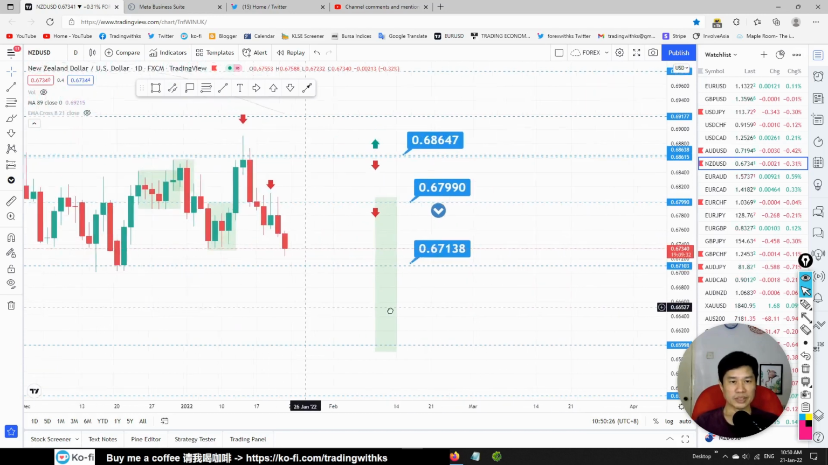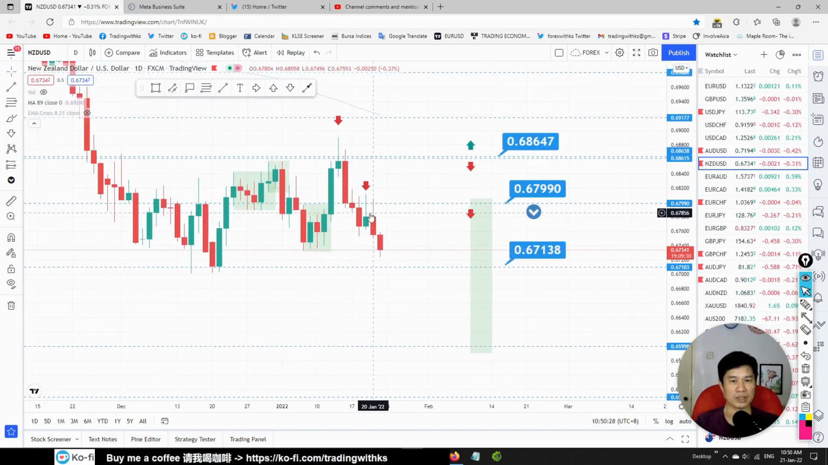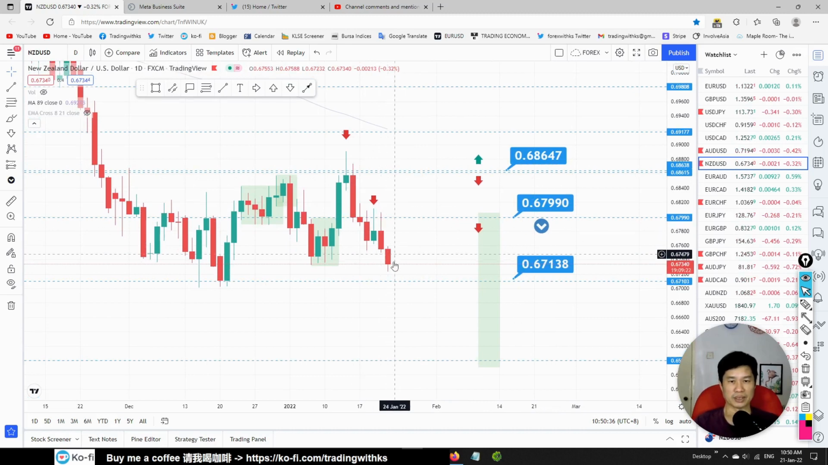So what we see here, right? You see, we got a pin bar over here, so there is another sell opportunity, a sell signal over here. So now the price is going down towards 0.67138. So there is possibly another sell trade over here. I missed this. Hopefully you didn't miss this. Remember I said that once the price breaks through here, we want to see a retest and resumption, right? So this is a classic 1-2-3 continuation.